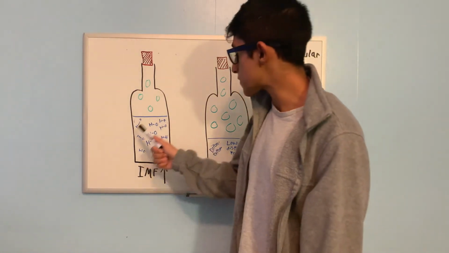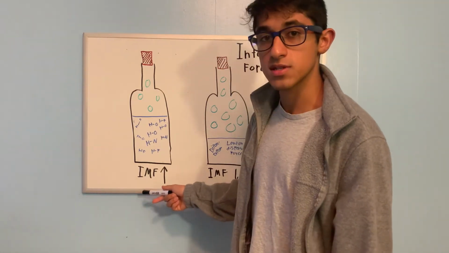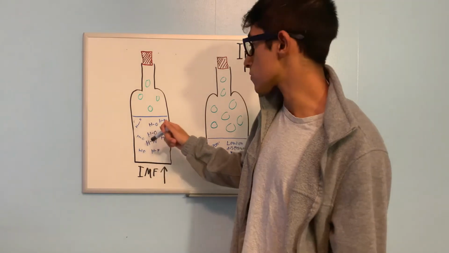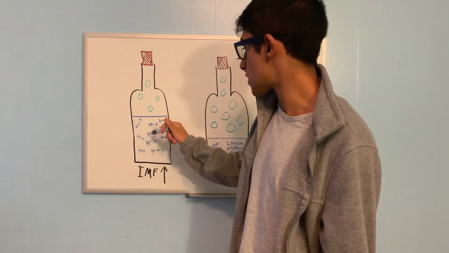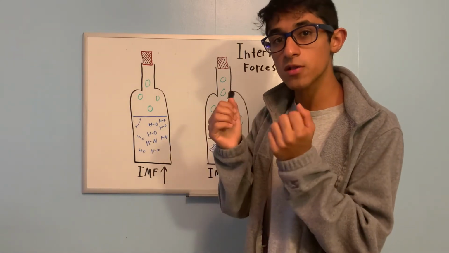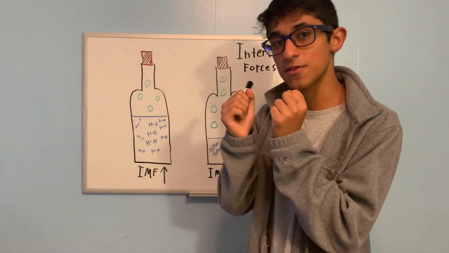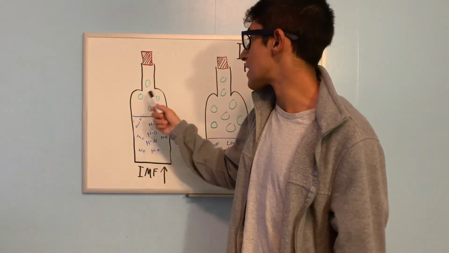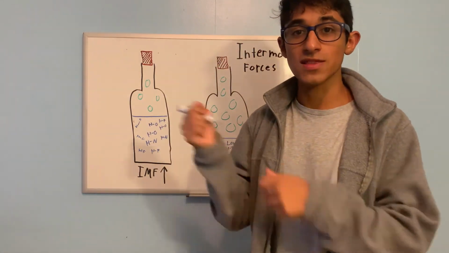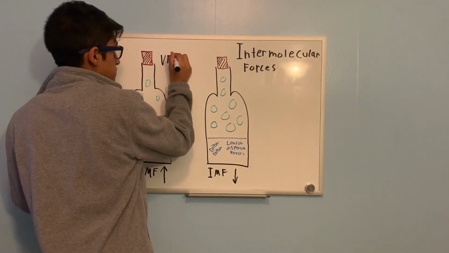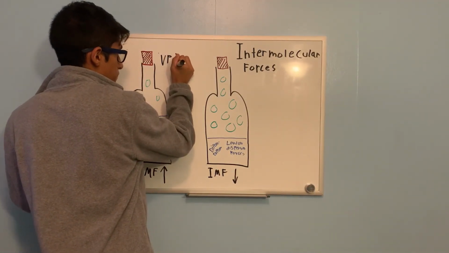Now, let's say we have a liquid with high intermolecular forces. This liquid has a lot of hydrogen bonds. These include molecules with hydrogens attached to fluorines, oxygens, and nitrogens. As a result, the molecules of that liquid really wish to stay together, and less of them want to shoot out from the liquid and become gases. As a result, there are less gas particles, and vapor pressure is once again low.